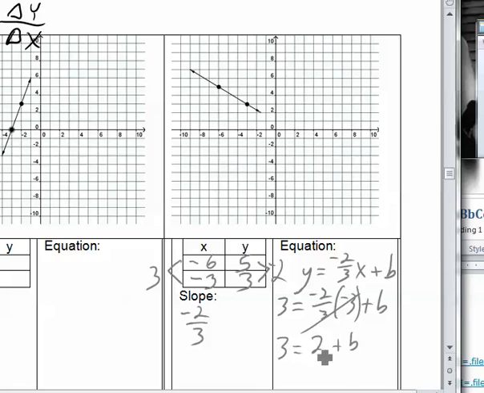So what do we need to add to 2 to get 3? Okay, so b equals 1. So we get y equals negative 2/3 x plus 1.